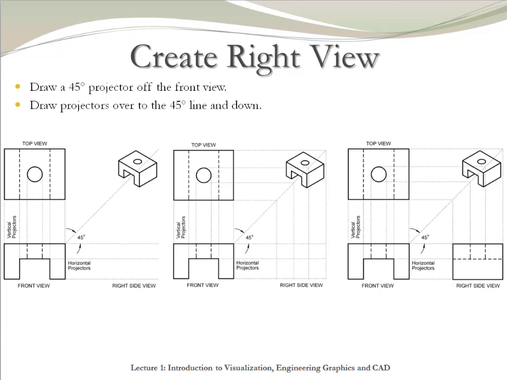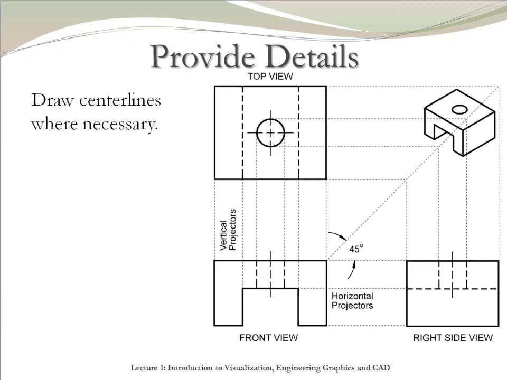In order to create the right view, it is necessary to create a 45-degree projection line from the upper right point in the front view. Then create horizontal projection lines from the top view to the 45-degree line and continue with vertical projection lines. The intersections will indicate the size and the location of the right view. Add solid lines to visible features and hidden lines to non-visible features. Make sure to add center lines when necessary.